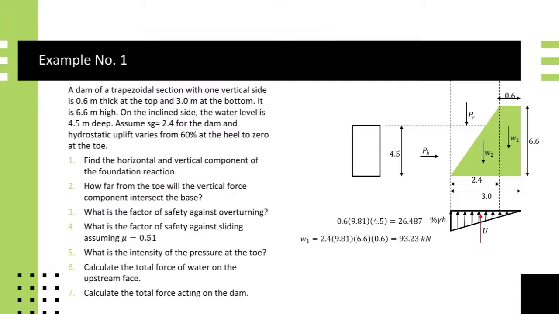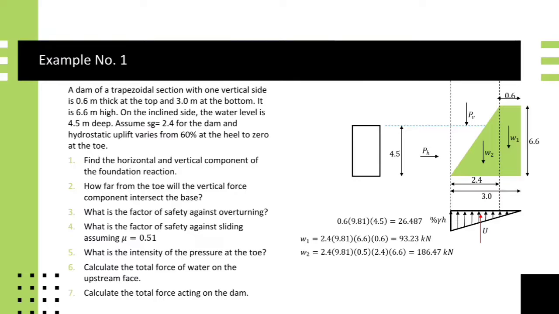Next, weight 2 will be equal to 2.4 times the area of the triangle times 9.81. So, 2.4 times 9.81 times the area of the triangle, which is 1/2 times 2.4 times 6.6. And that will give you an answer of 186.47 kilonewton. Ginawa ko lang 0.5 yung 1/2.